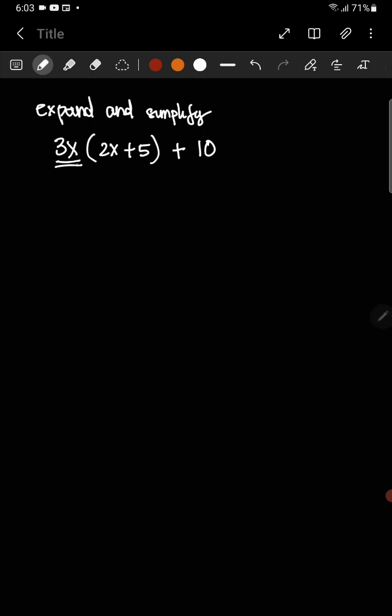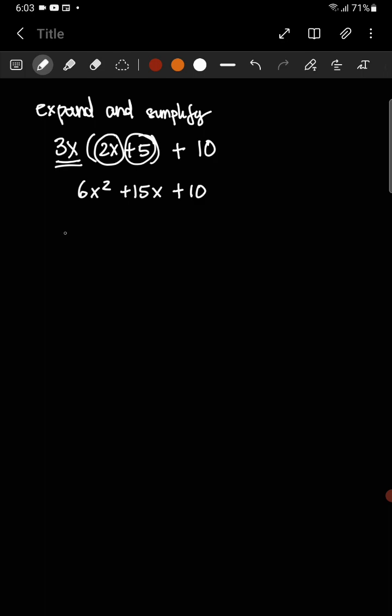This one will be multiplied with the terms inside the bracket. So 3x times 2x becomes what? 6x squared. And then 3x times plus 5 will be plus 15x. And then after that I have this, and then plus 10. Done. This one is only expanding. Actually, there is no simplifying expression here.